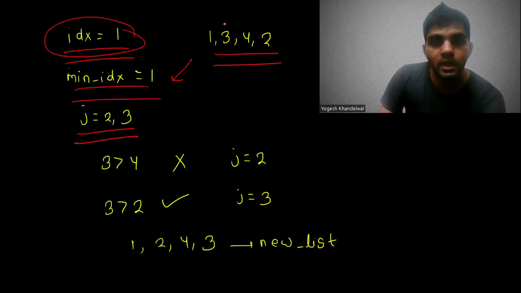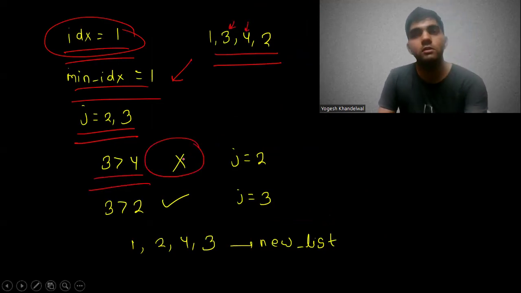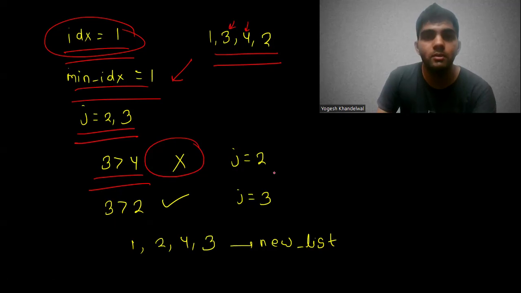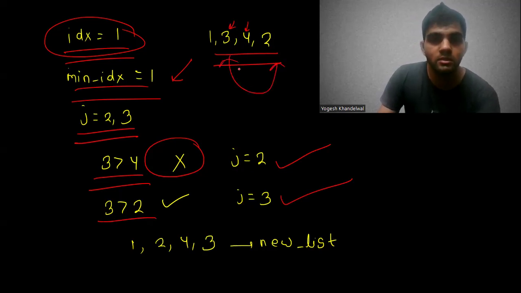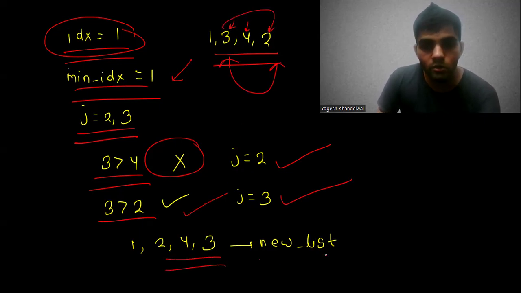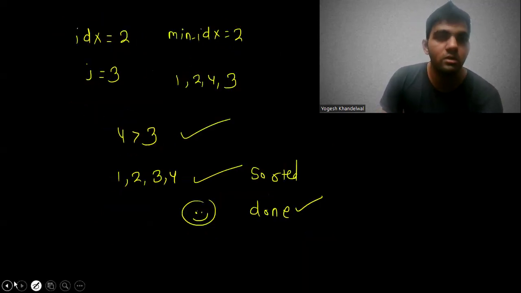If we compare the elements at index 1 and 2, 3 is greater than 4 is not correct, so the further procedure will not happen. That is for j equal to 2. For j equal to 3, we check 3 is greater than 2, comparing this and this, so it is correct. So the code will run and it will swap these two elements. Now our new list becomes 1 2 4 3.